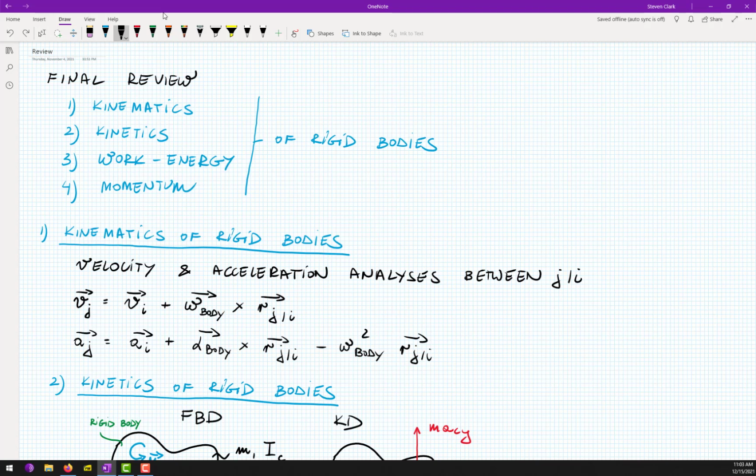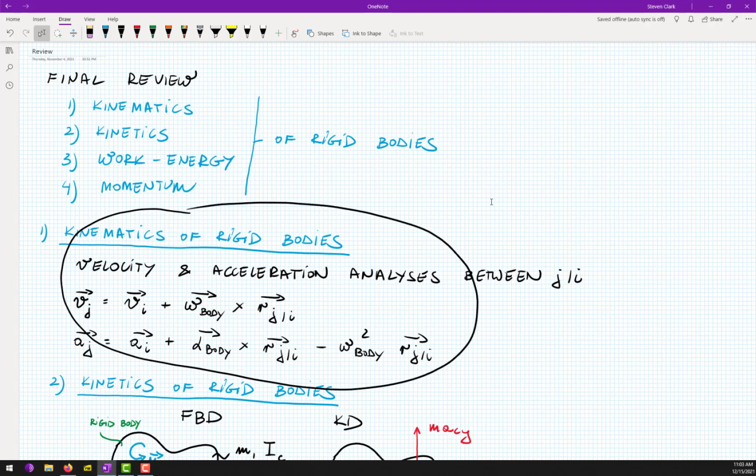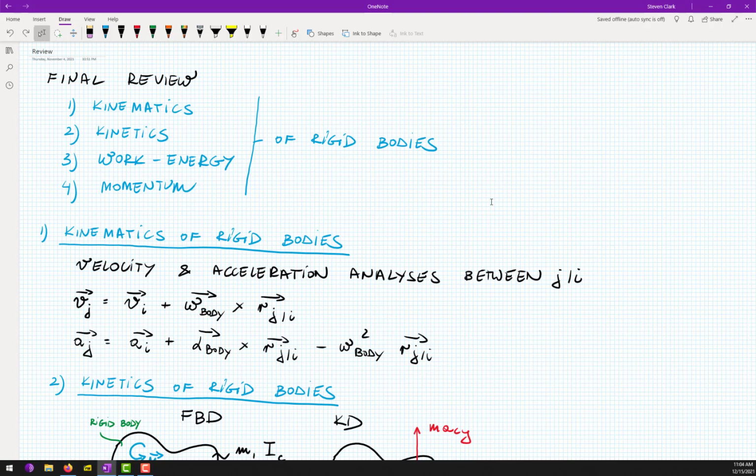So as I was saying, these 4 topics are covered on the final. We have here kinematics, kinetics, work energy, and momentum of rigid bodies. My goal today is to just talk about each of them very briefly, okay? So when it comes to kinematics of rigid bodies, I have nothing much to say. Just what's behind kinematics of rigid bodies.